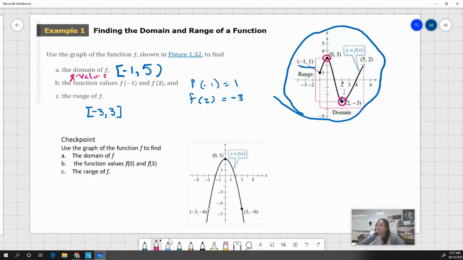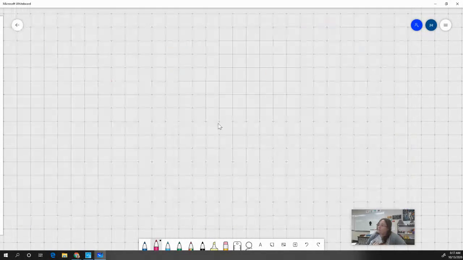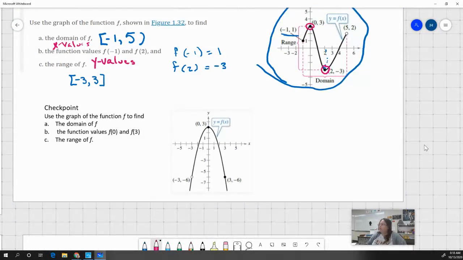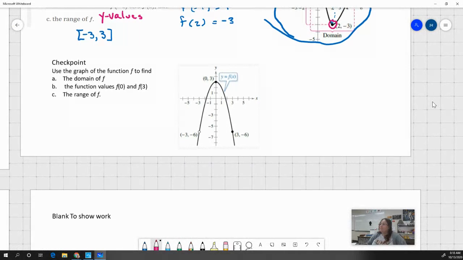And the range is your y values, right? Anything they can be. So if we're looking at this checkpoint that I put in here, tell me what the domain of f is on this graph. What is the domain of f?